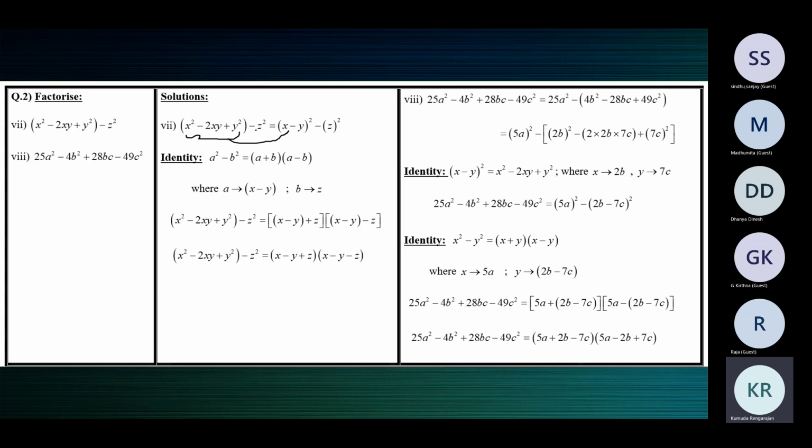And this minus z square is written as minus z the whole square. The first step understood? Yes, ma'am. Now there are 2 terms. Both are perfect squares: x minus y the whole square minus z square. So clearly it's in the form a square minus b square, which is a plus b into a minus b. This is like a square, and this is like b square.